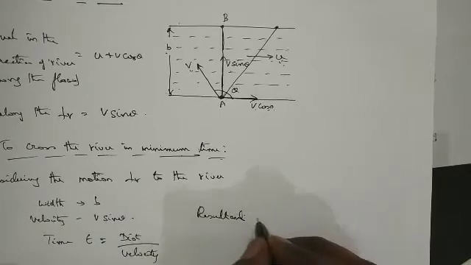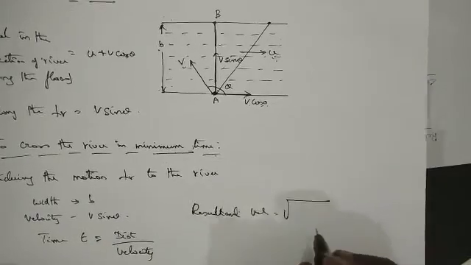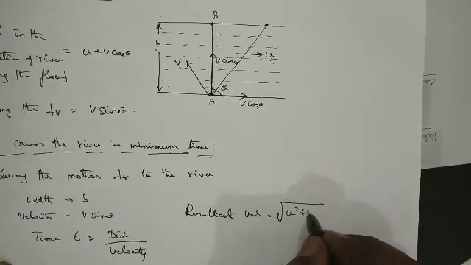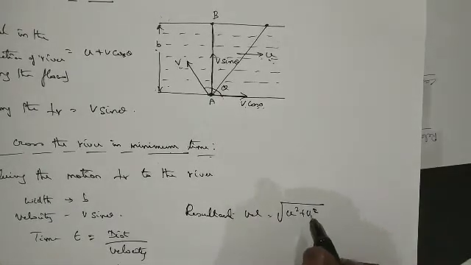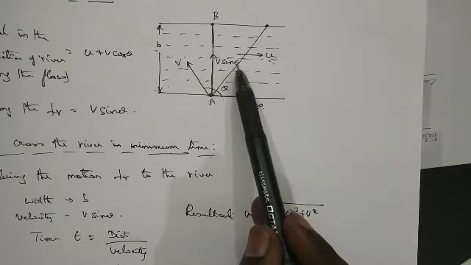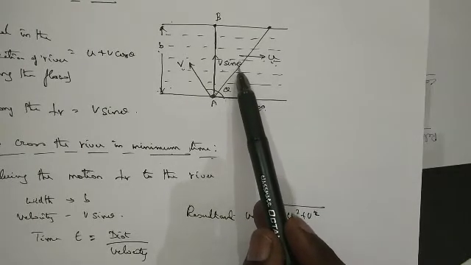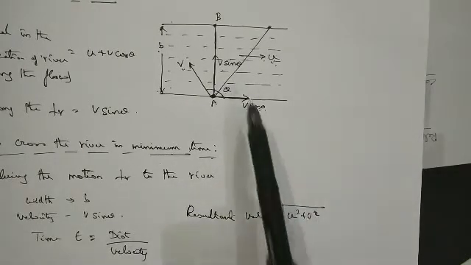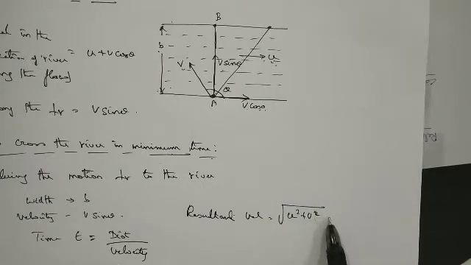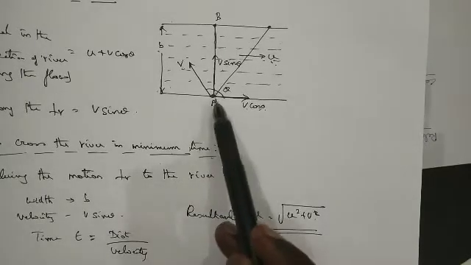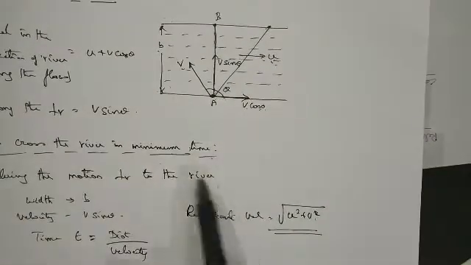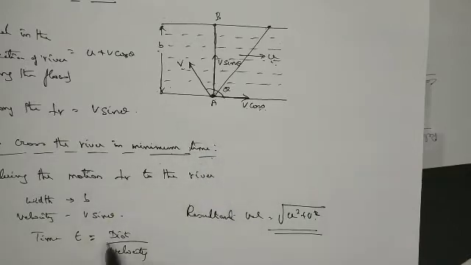Resultant velocity is going to be equal to under root of u square plus v square. Now, you might ask, why can't we put v sine theta? Yes, we can put v sine theta also here. If you put v sine theta, sine 90 will become 1. So u square plus v square only will be there as the resultant velocity. As he moves here, this will be the resultant velocity, and this will be the time taken.